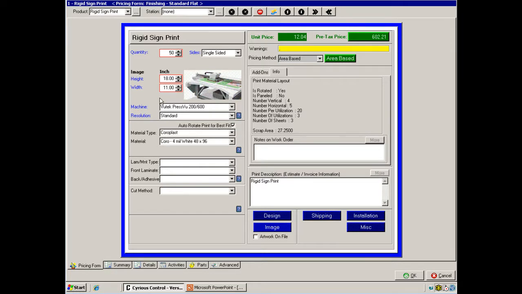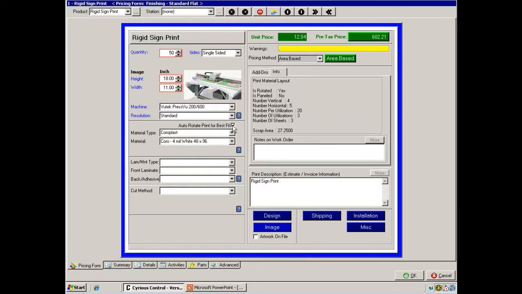When this is checked, it is going to reverse these numbers if it feels it's needed to best utilize this material. In this case, 18 by 11, it is being rotated. I can fit 4 vertical and 5 horizontal for a total of 20 per sheet, or a total of 3 sheets for this project, as well as 27 square feet of scrap.